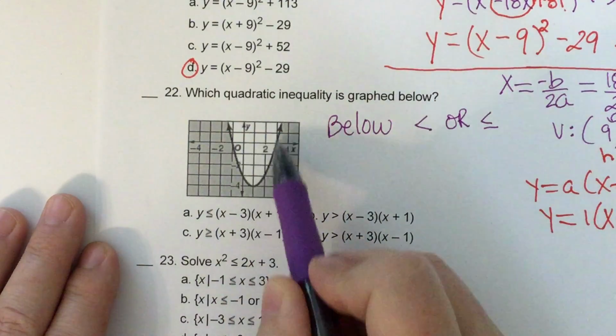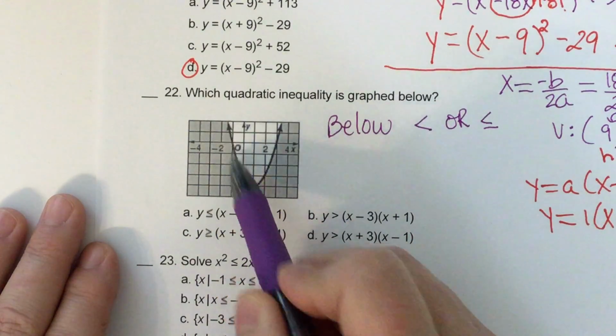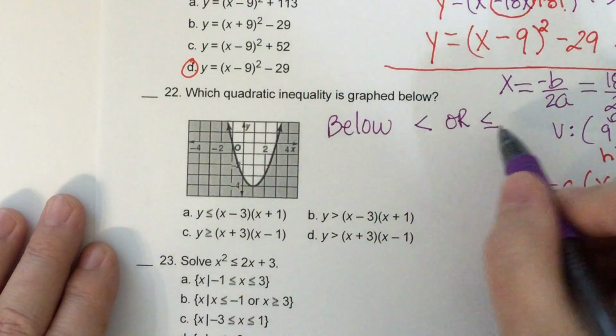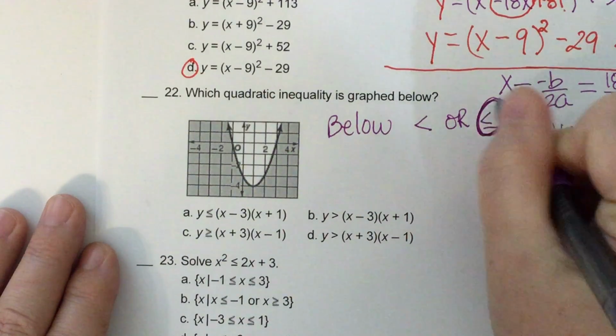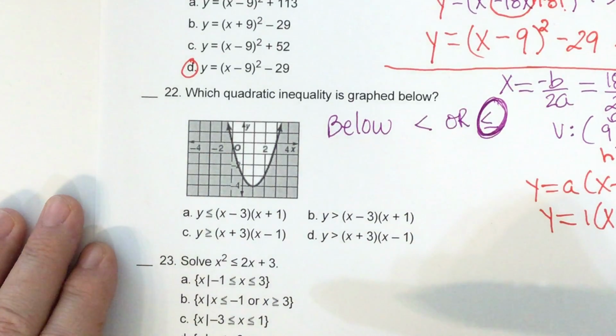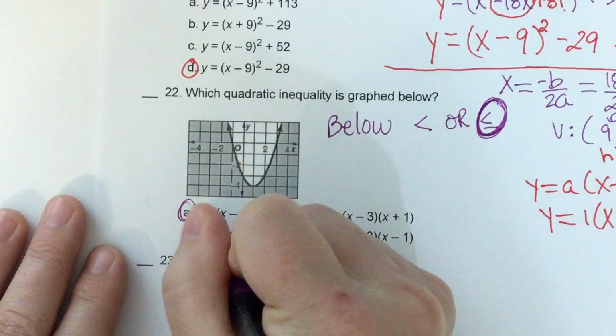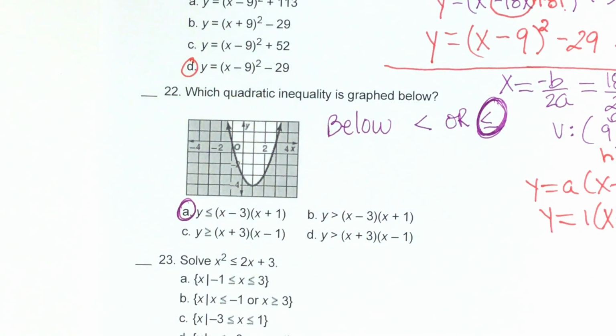Now, is this graph solid or is this graph dashed? It's solid, so that means it needs to be a less than or equal to. Okay, where do you see a less than or equal to? You only see it here, so nobody else can be right.